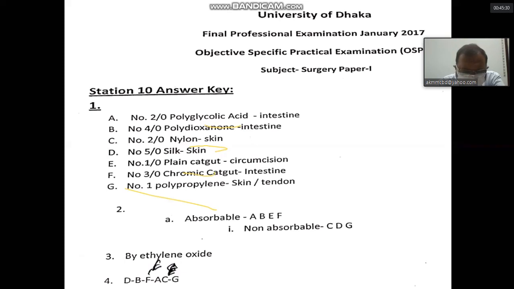Okay, and number 1, that is polypropylene, is used for closure of the skin or tendon.